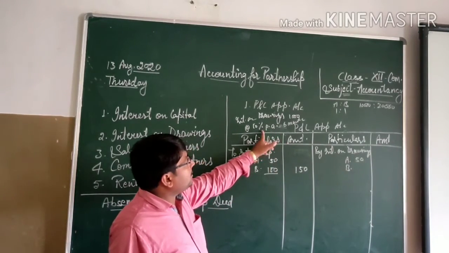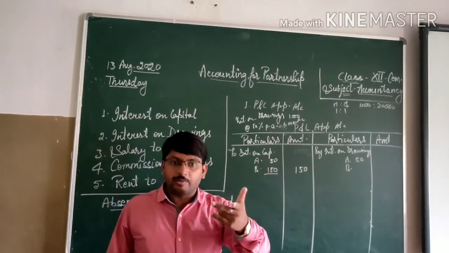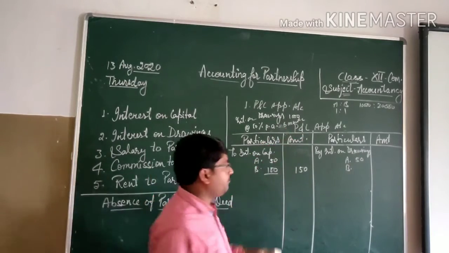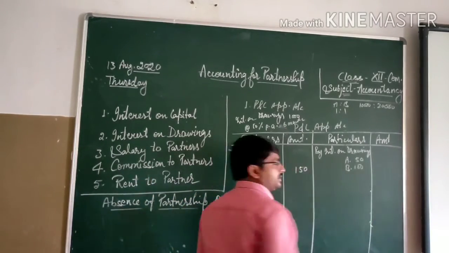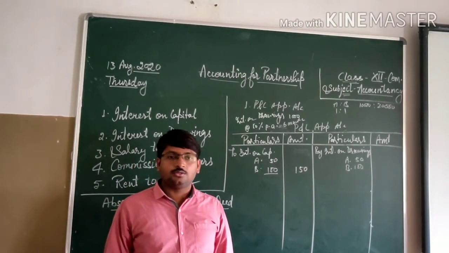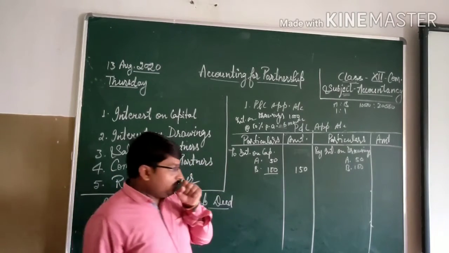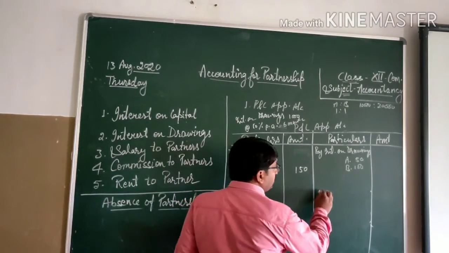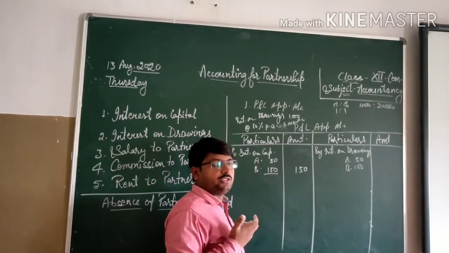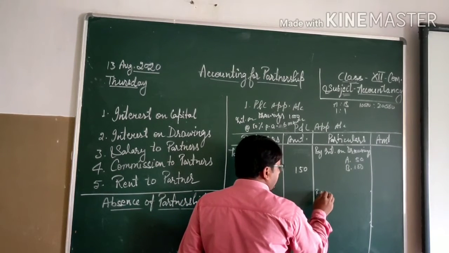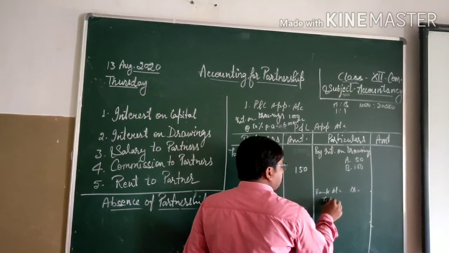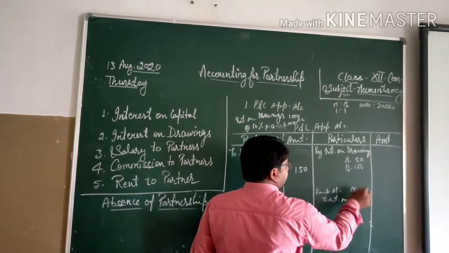And if the drawings made by B are, suppose, rupees 2000, then for B it will be rupees 100 for 6 months. Okay, so in this way we will calculate the interest on drawings. What will the entry be? Suppose interest on drawings is received by the firm. So what will it be? Bank account debit to interest on drawings.